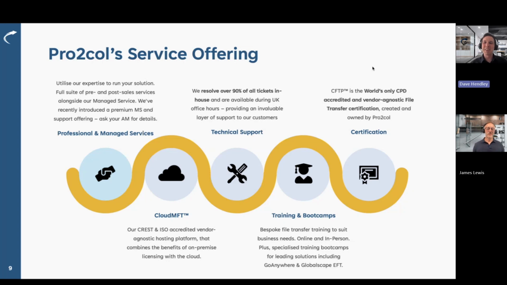But with all of our training, we base it on real world experience. Too much training we find is based on perfect scenarios where everything works as expected, and as we all know, that doesn't really exist. So we base our training on the way we find is best to achieve a goal. And then finally, looking at the CFTP certification, I'll pass this back to James, as we've got a slide now that will give you more insight into our own file transfer certification.